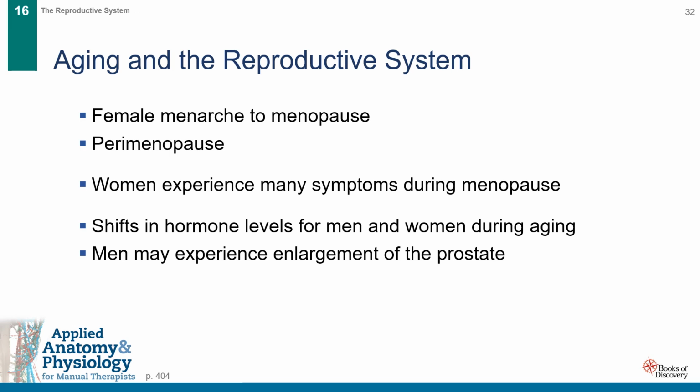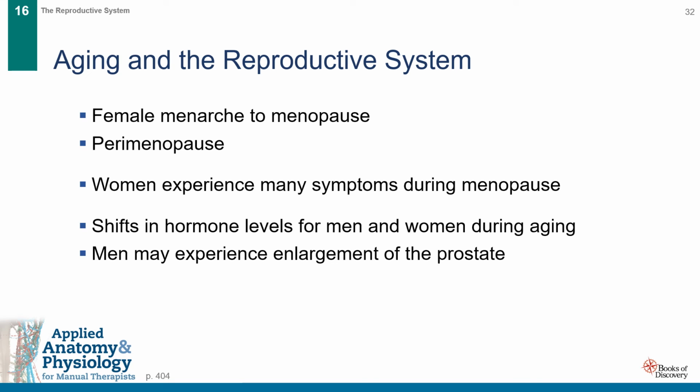Now let's discuss aging and the reproductive system. In both sexes, reproductive development generally starts sometime after age 10. The reproductive system becomes fully active at puberty and sexual reproduction becomes possible. In females, puberty is marked by menarche, the first menstrual cycle, and the beginning of the reproductive cycle.